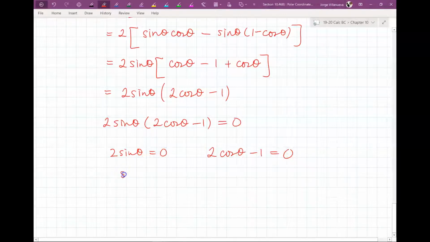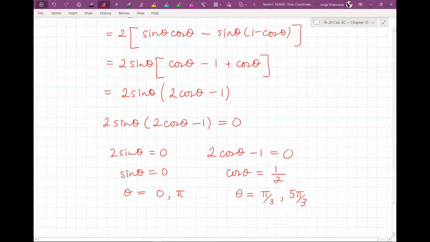So that means sine theta is 0. That happens when theta is 0 and, I put the wrong thing here, 0 and pi, right? And then over here, we get cosine theta equals a half. So that occurs at pi over 3 and at 5 pi over 3, right? Quadrants 1 and 4. So great, I found my answers for this. Right? That's where it's supposed to occur.